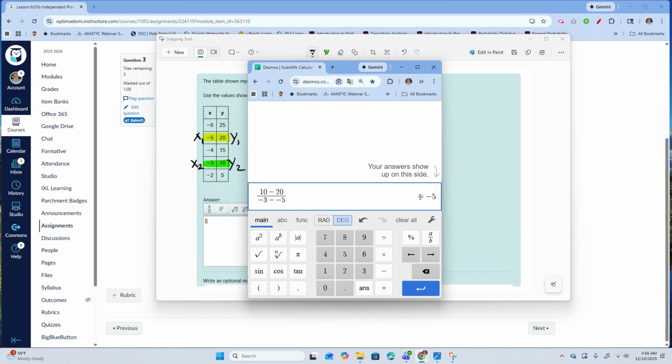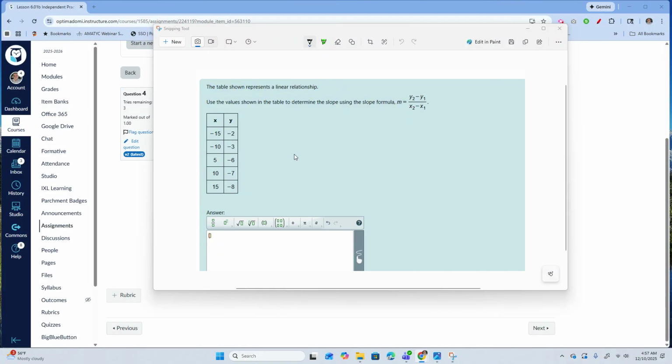And look, I got my slope. Okay, see, this is super easy. Let's go to the next one. Here's question 4, same idea. We have a table. Pick 2 rows from the table, any 2 rows.